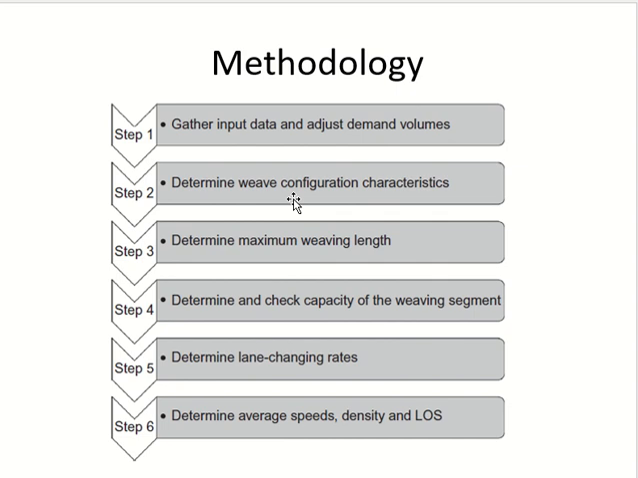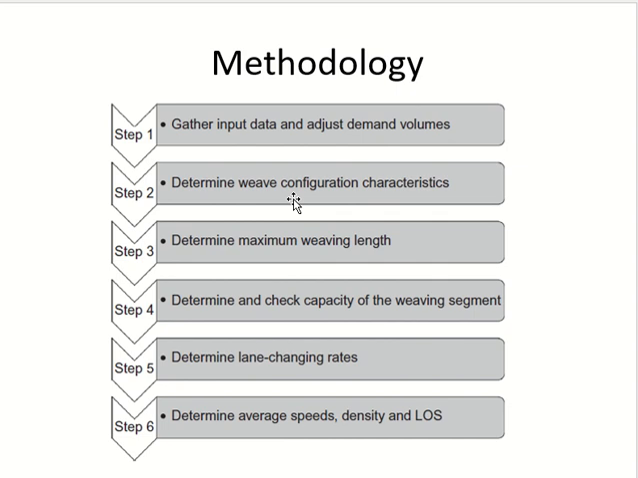So before you start your analysis, you must check: do I have a weaving segment or not? We calculate the maximum weaving length, and we compare it with the actual distance between the two ramps. If the actual distance is less than this, we have weaving. If it is more than this, then we have what? In and out. What is that? Merge.